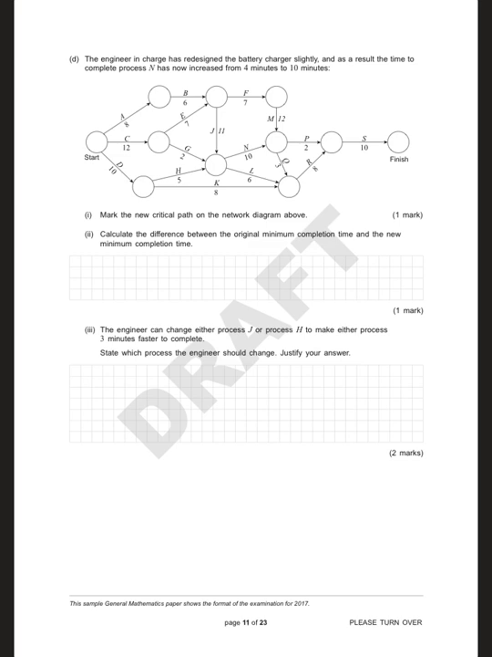The engineer in charge has redesigned the battery charger slightly. And as a result, the time to complete N has now increased from 4 to 10. Mark the new critical path. We're just going to have to do another forward and backward scan. 0, 8, 12, 10, 19. Very similar at the start.